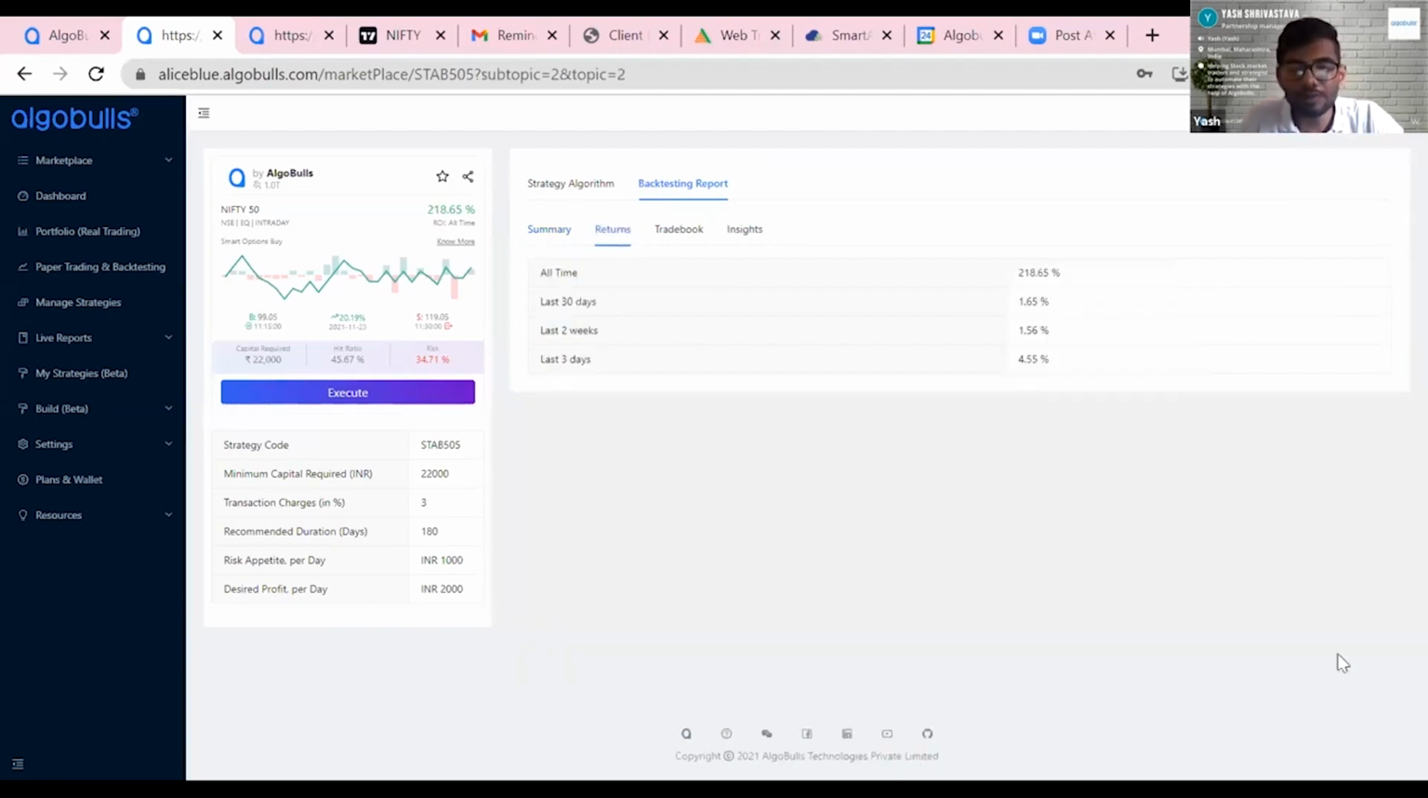Apart from this, let's talk about the returns and how well the strategy has been generating returns. From all time, the strategy has generated a return of 218.65%. And in the last 30 days, the strategy has given you a 1.65% return. And in the previous 2 days, it gave you a 1.56% return. And in the previous 3 days, where the markets were really volatile, moving from high to low, low to high, this has given a 4.55% return, where the maximum of the traders made losses. The strategy has given you a profit because it's a smart system which buys low, sells high, and takes multiple trades to average out the position.